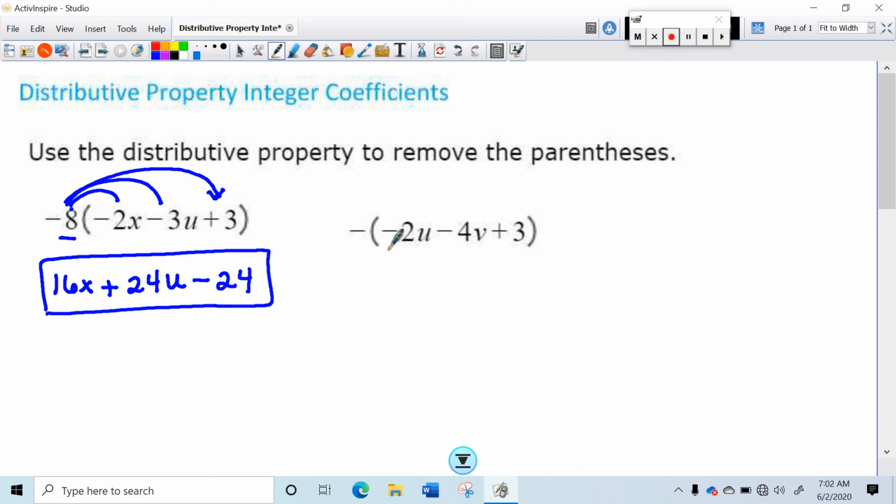Now on this next one, if there's nothing in front of parentheses, it's assumed to be a 1. So I'm going to make that a -1 that I'm distributing. So let's do that. A negative times a negative, they cancel each other out. So it's a positive. 1 times 2 is 2u, a positive 2u. The next one, a negative and a negative, they cancel each other out. So that's going to be a positive answer. 1 times 4 is 4. And you have your v, and then on the next one, a negative times a positive is a negative. 1 times 3 is 3.